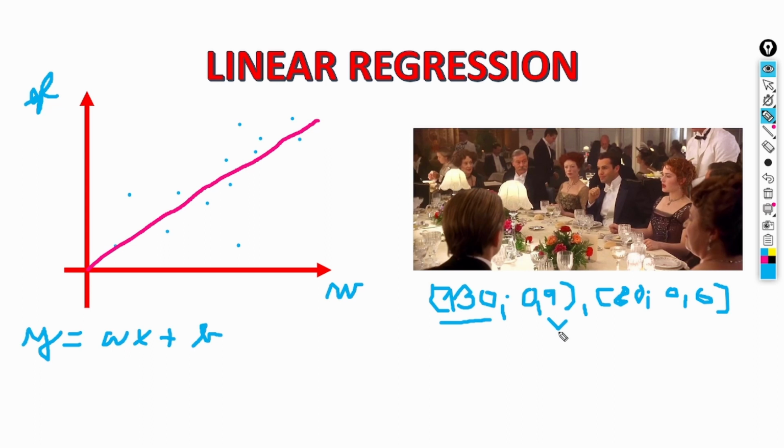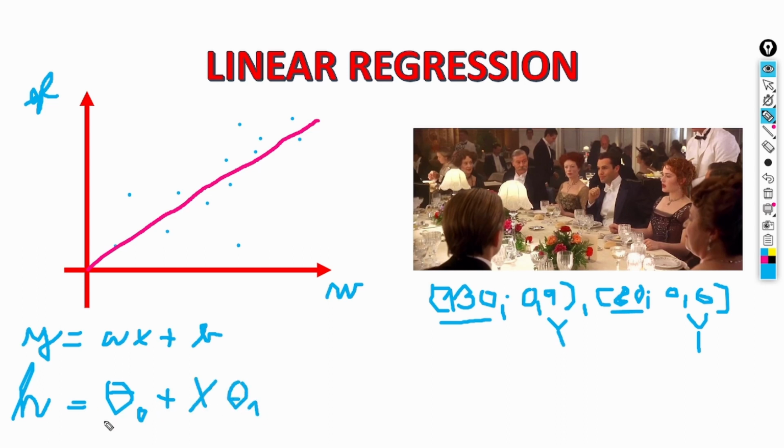That will be the y value. The second person will be Rose. She is heavy, 80 kilograms, and she will also eat 600 grams of food. That means we need to declare a hypothesis. It is almost the same as the linear function: theta 0 plus x times theta 1.